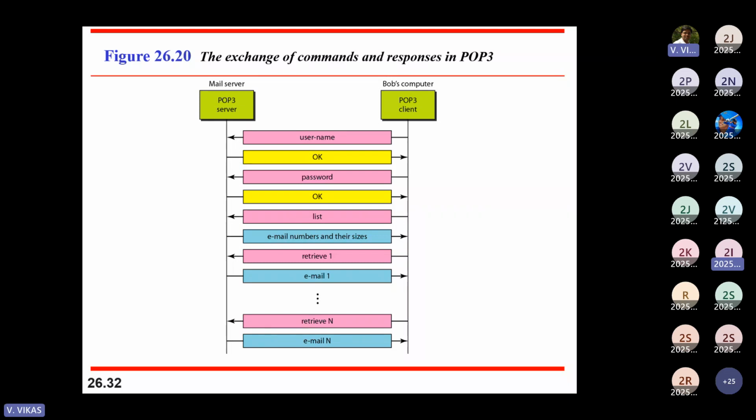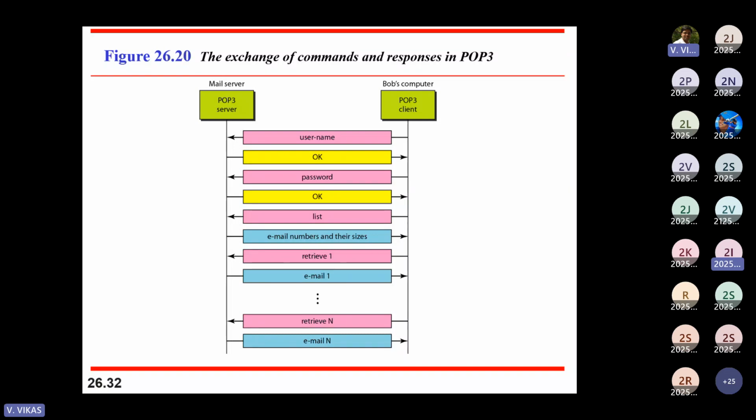You can see another example of what happens with POP3, between the mail server of Bob and Bob's computer. First, Bob's computer sends the username, and the mail server responds with OK. Then you send the password and the other side says OK. Then you ask for a list. List means tell me what mails I have received. It gives the email numbers and their sizes.